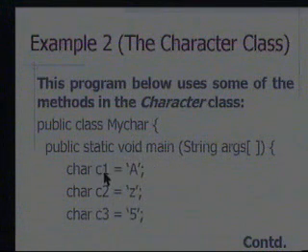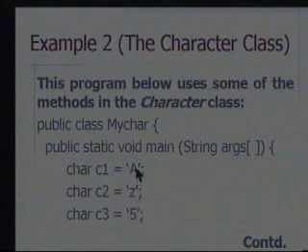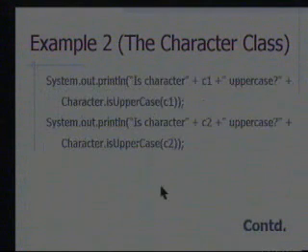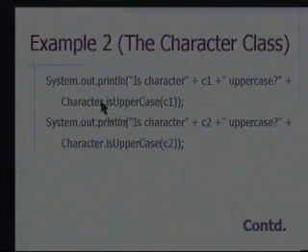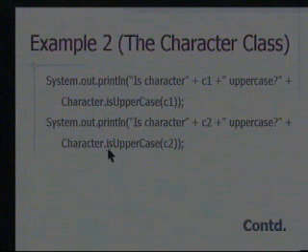Now I have three variables, all of char type, assigned with A, z, and 5. A is capital, z is small, and then there is a 5. So we have three variables of character data type assigned with different values. Now basically what I am trying to do is printing. What am I printing now? Character.isUpperCase.